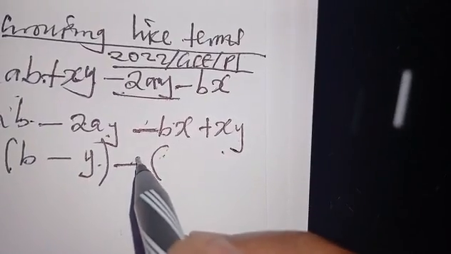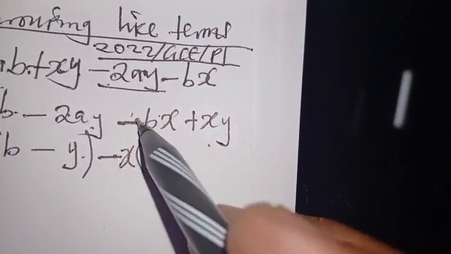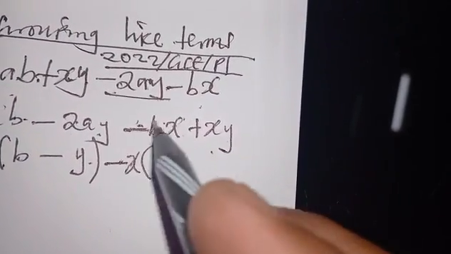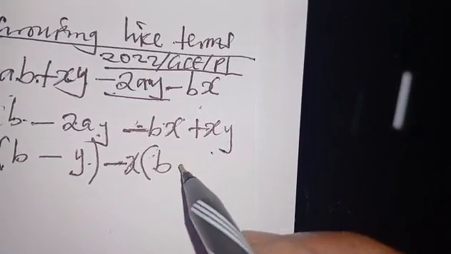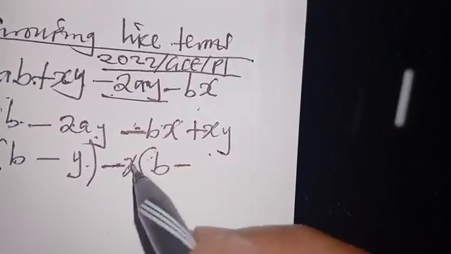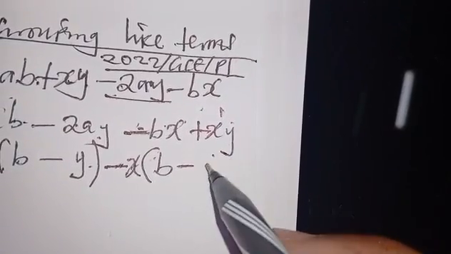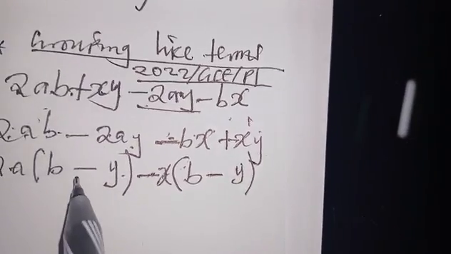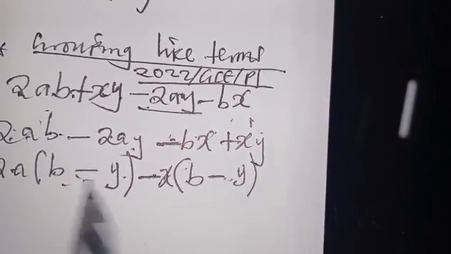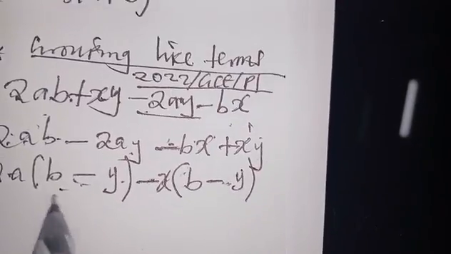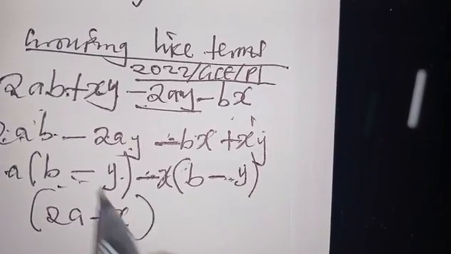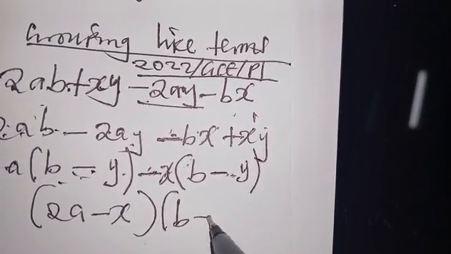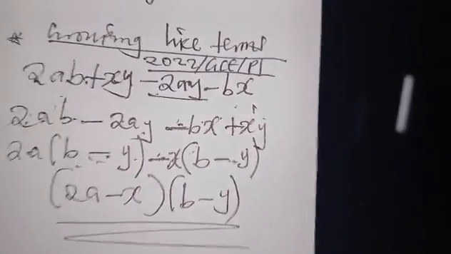So the other one which is common here is x. Negative into negative is positive, x into x is 1. So 1 times b, positive b. Negative into positive, the answer is negative. x into x, the answer is 1. 1 times y, the answer is y. So what we have here is the same. Meaning, you just write 2a minus x and b minus y, like this.